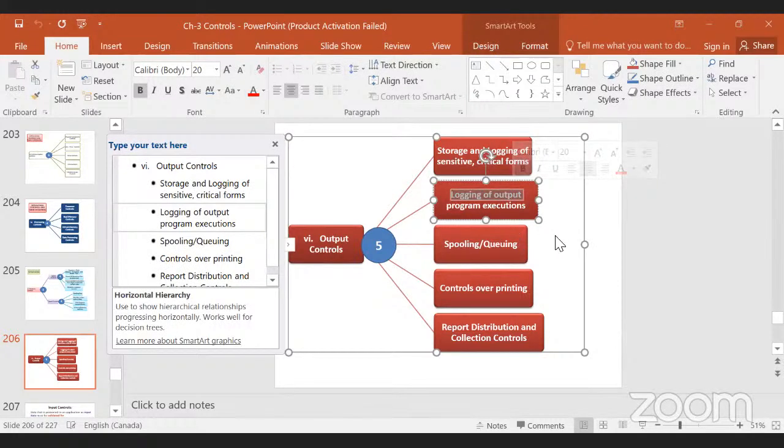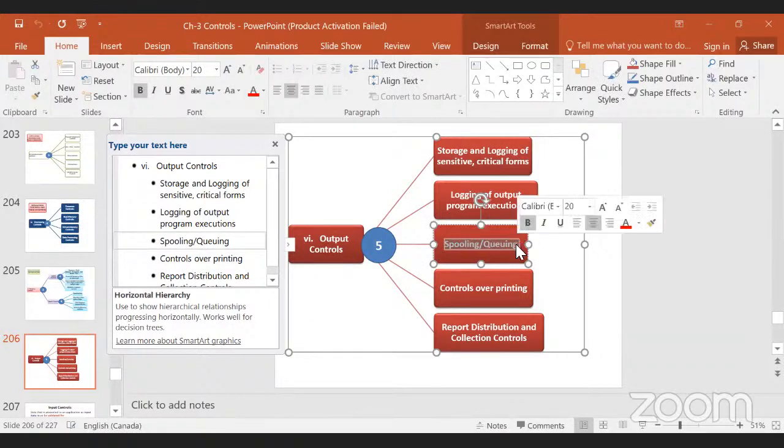You should have the control because it should not go to the irrelevant or wrong computers, wrong IP addresses. Then spooling and queuing. Spooling means we imagine a situation like this.